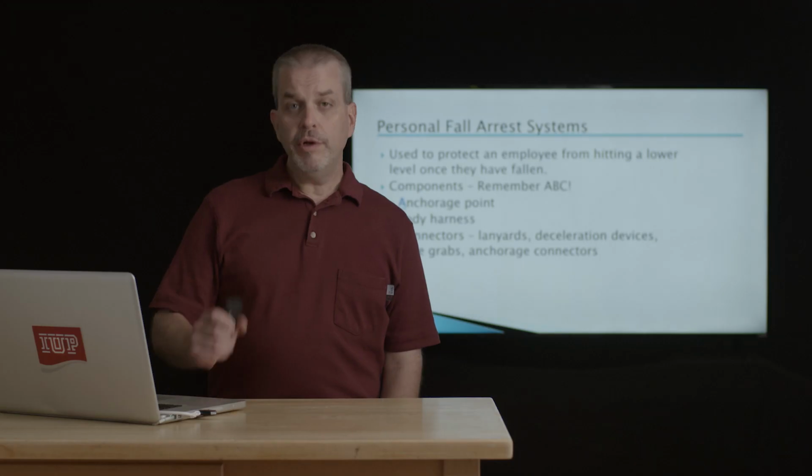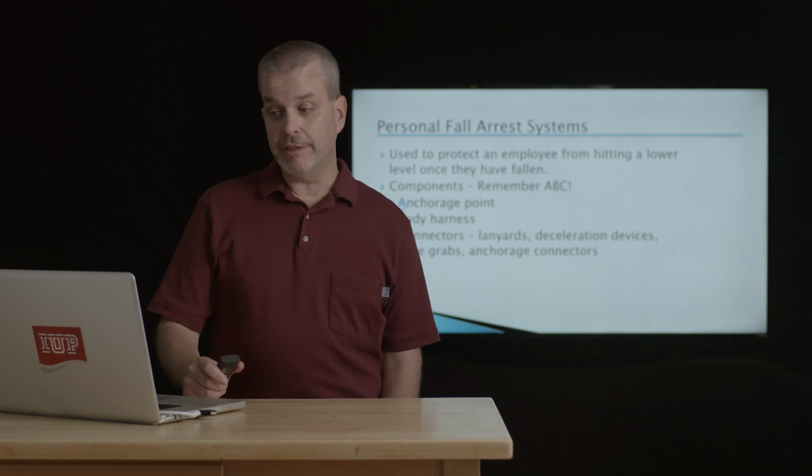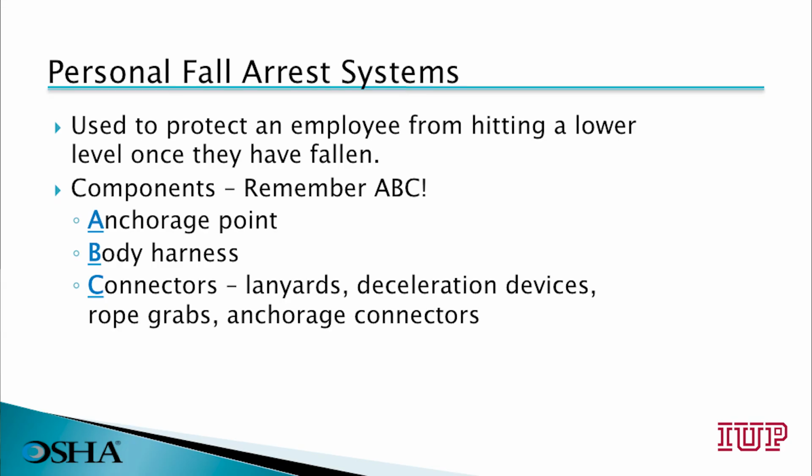guardrails. So what are the ABCs of a personal fall arrest system? And we have to remember, a personal fall arrest system is used to protect an employee from hitting a lower level if they've fallen. So ABC includes our anchorage point, our body harness, and our connectors, which include our lanyards, our deceleration devices, such as retractable lanyards, and rope grabs.